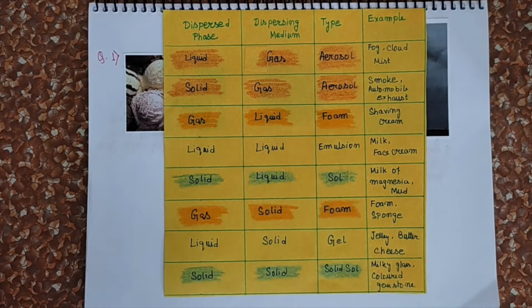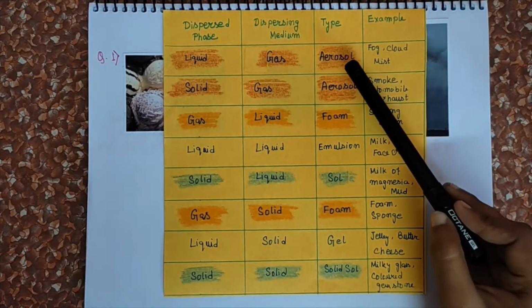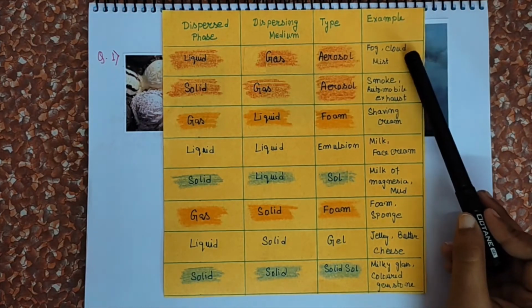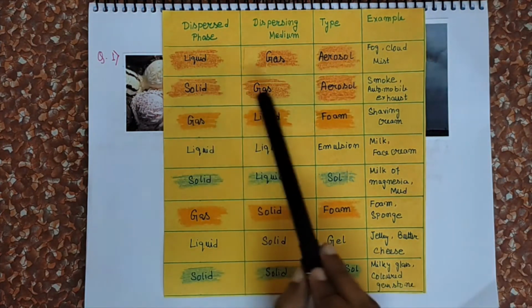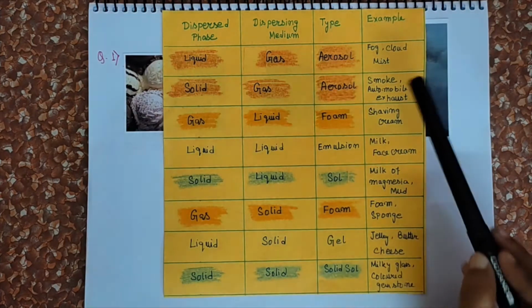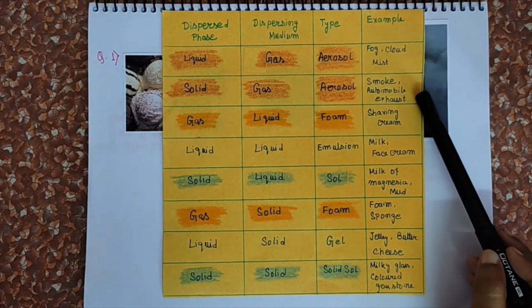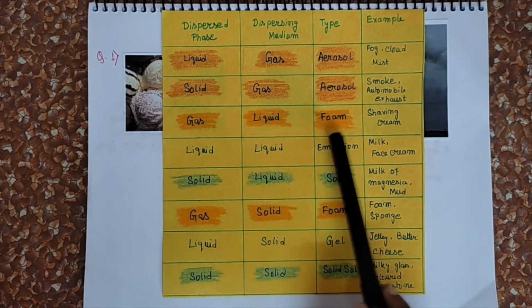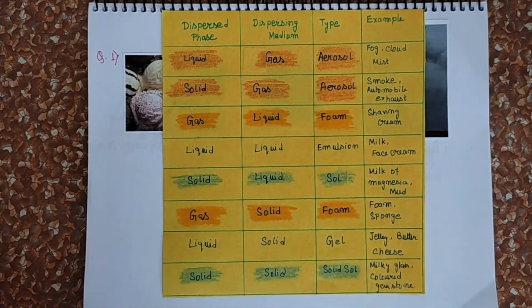Okay, now what are some examples? The examples of aerosol, liquid gas aerosol. So example is fog, cloud and mist. Solid gas, again it will form aerosol. Example is smoke and automobile exhaust. Now gas liquid, what will it form? It will form a foam. Shaving cream is a very good example.